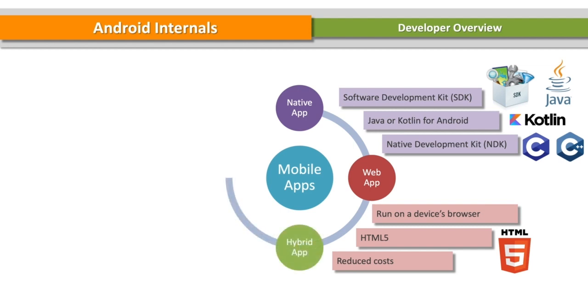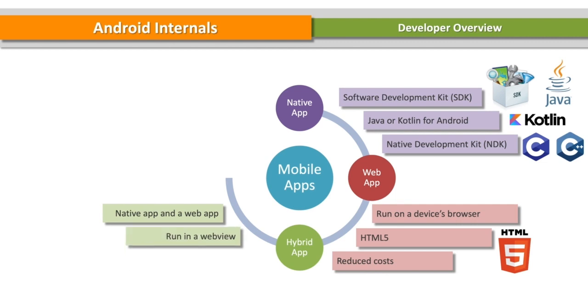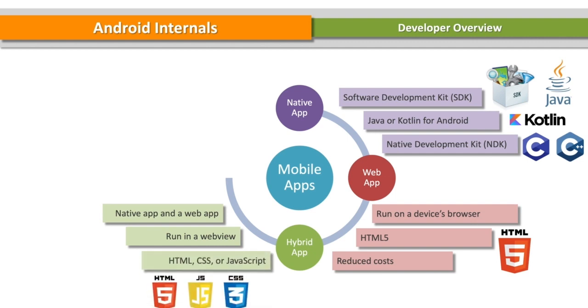Hybrid apps. So hybrid apps work across multiple platforms and behave like native apps. A hybrid app is essentially a combination of a native app and a web app. Although this type of app can be installed on a device like a native app, it technically is a web app. These types of apps run in an embedded web browser, commonly called WebView, and are built with HTML, CSS, or JavaScript.